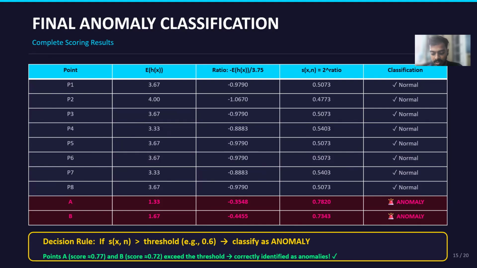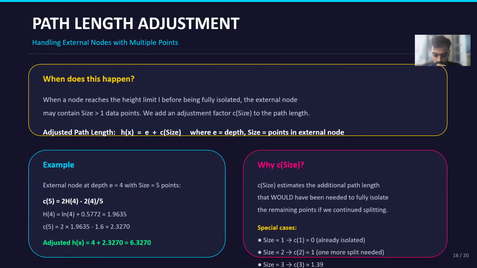Let's say the node contains multiple points at a stopping depth, we adjust the path length using C of size to estimate further splitting. This ensures accurate scoring and helps us in finding out anomalies faster.